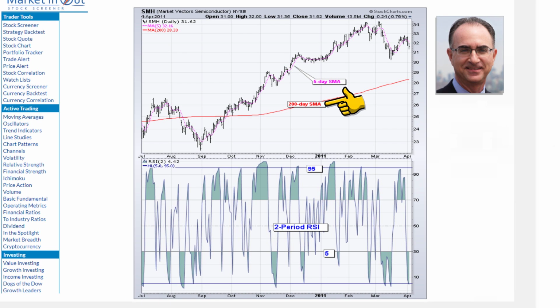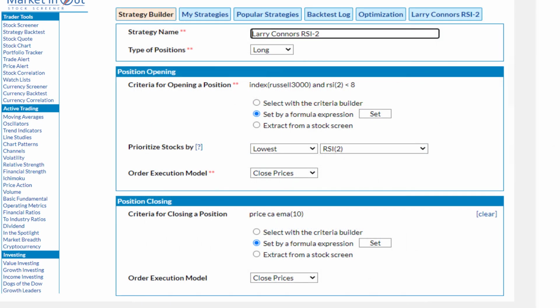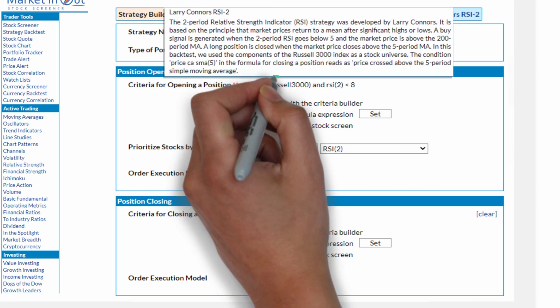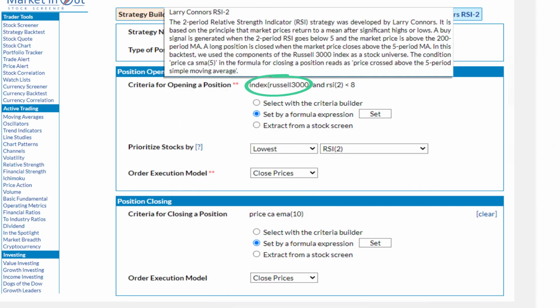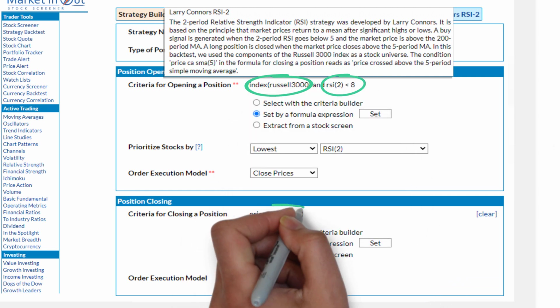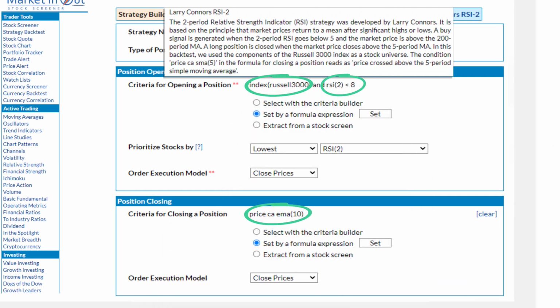I put these simple criteria into the backtest module, with some slight tweaks, selecting long positions on stocks included in the Russell 3000 index. I used stocks with a 2-period RSI below 8, and exited positions when price crossed back above the 10-day exponential moving average.